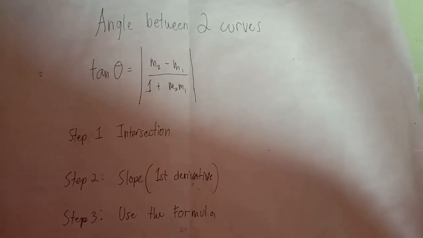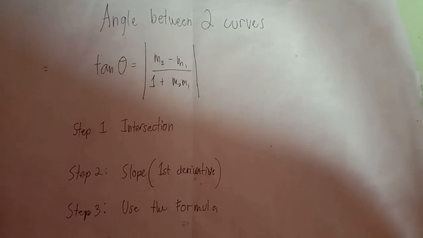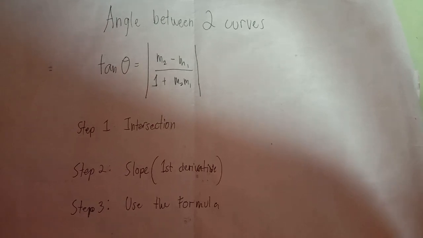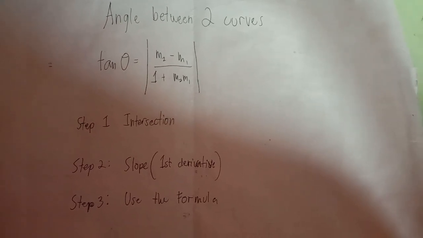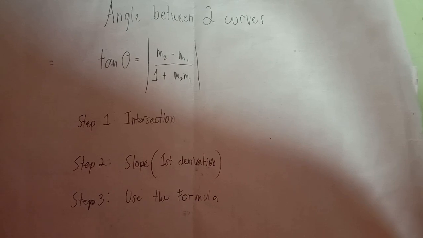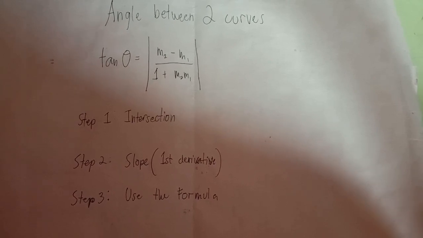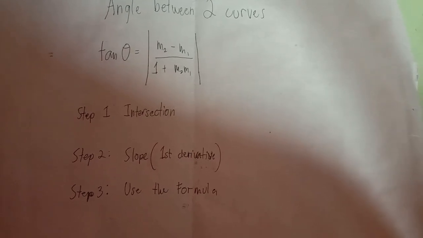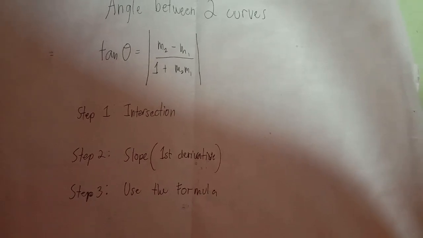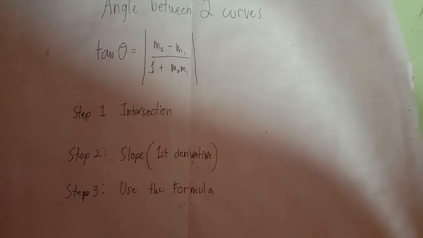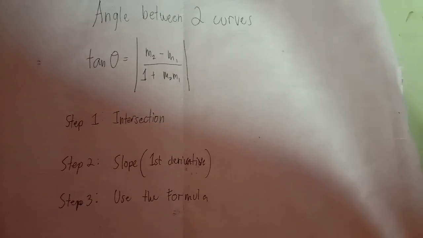And how are we going to get the angle? I have listed 3 steps on how to get the angle between the two curves. First, step 1, intersection. The two curves are going to intersect, and we are going to get the intersection points. In step 2, slope, we are going to get the slopes of the two curves using the first derivative and using the points of intersection in step 1. In step 3, we are going to use the formula above, this one.